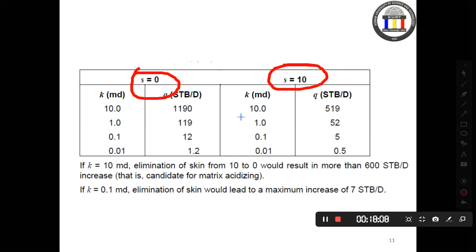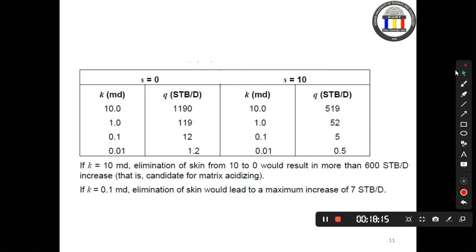So as production engineers, we look at whether we need stimulation or not. This skin factor, as you know, is obtained from well test analysis, which is the pressure build-up test analysis and so on.